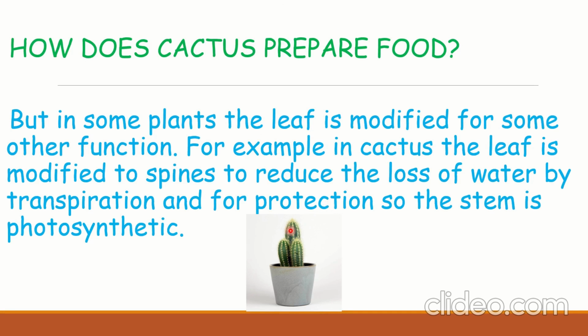In desert regions, there wouldn't be a lot of water, and the cactus is adapted in a really good way. So the cactus is such a type of plant. It's adaptive, and the leaves are modified to spines to reduce the loss of water by transpiration.